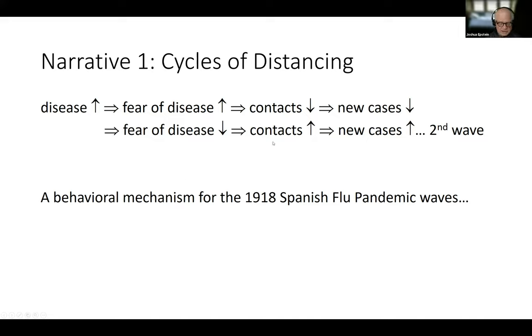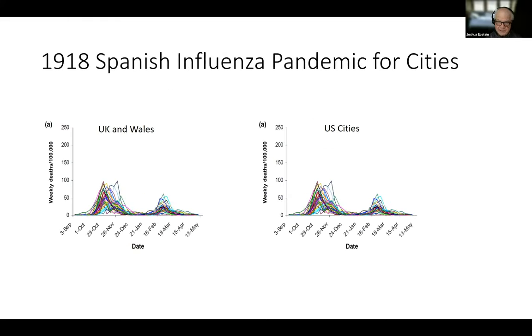And this is the mechanism for the 1918 Spanish flu pandemic. Here's those data. And it's fun to look at these things historically. I know we're all quantitative and want to do statistics, but it's also fun to just explore the history of it. So in the US, we had two waves.